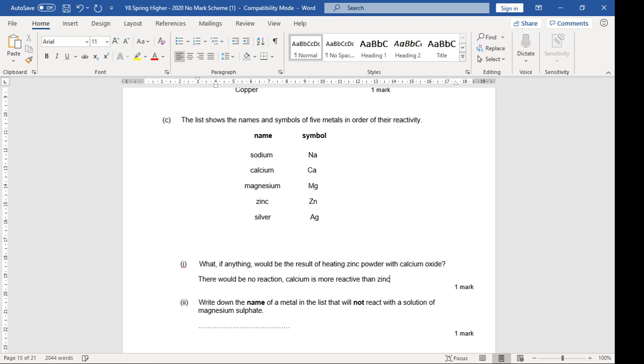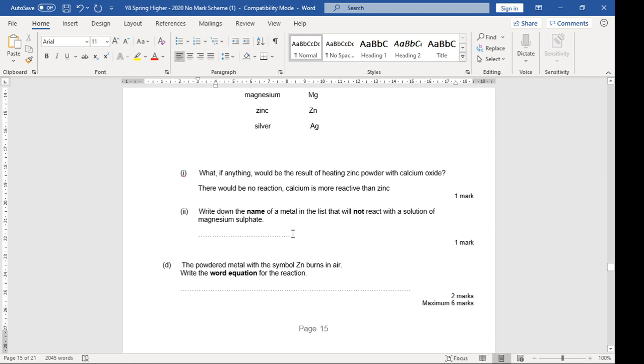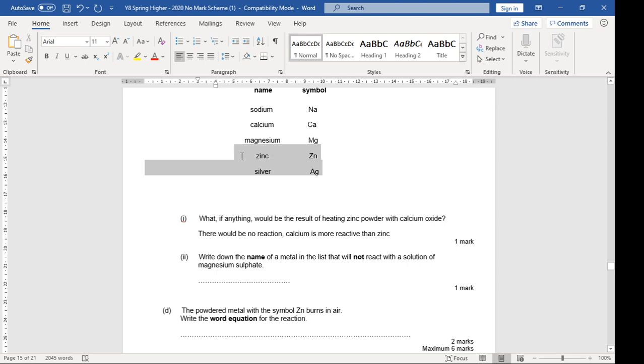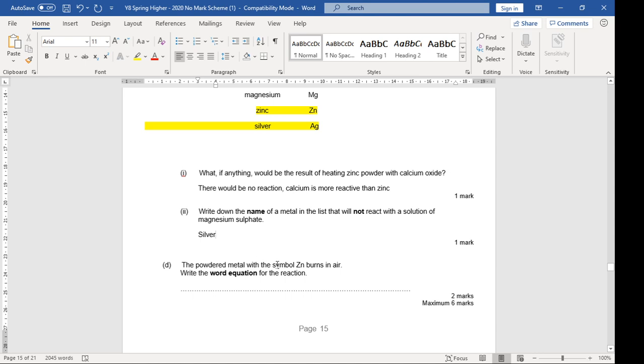I don't think it wants an explanation, but I'm putting an explanation in for you. Write down the name of the metal in the list that will not react with this solution of magnesium sulfate. So we want something that's less reactive than magnesium, so I'm going to choose silver. The powdered metal with the symbol Zn, why they just can't call it zinc, burns in air. Write the word equation for the reaction. So zinc plus oxygen. That's when a metal reacts in air, it's reacting with the oxygen, and that will form zinc oxide.